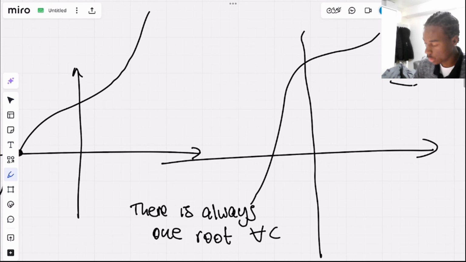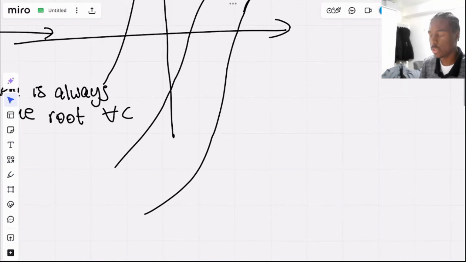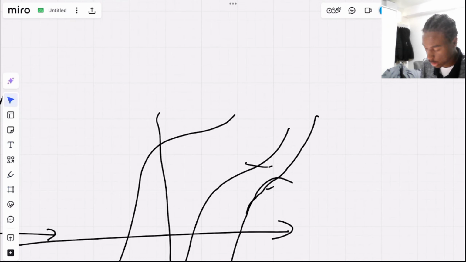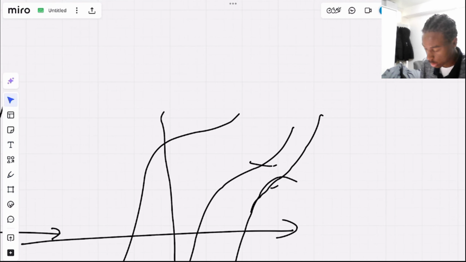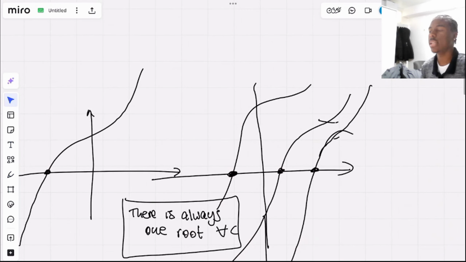Okay, but whoops, terrible sketches of the cubic. But it will always cross the x-axis exactly once for all values of c. Okay, so with that last part, it doesn't actually matter what the value of c is, because this cubic has no turning points. There's always going to be one real root.